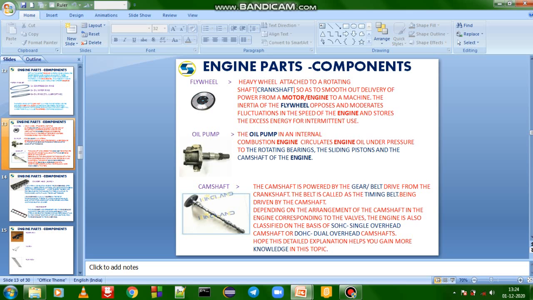This is an important part, called the oil pump. The oil pump in an internal combustion engine circulates engine oil under pressure to the rotating bearings, the sliding pistons, and the camshaft of the engine.